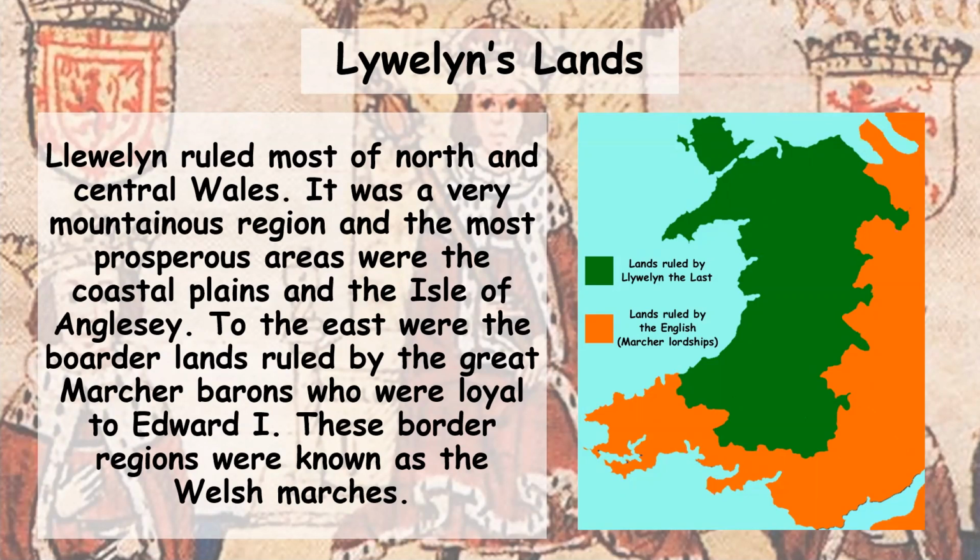To the east, you can see here marked by the orange parts towards England. They were borderlands, and they were ruled by great marcher barons who were loyal to King Edward I. So they were ruled by England and loyal to them. These areas were known as Welsh marches. You can see they also stretch across the south of Wales down to West Wales.